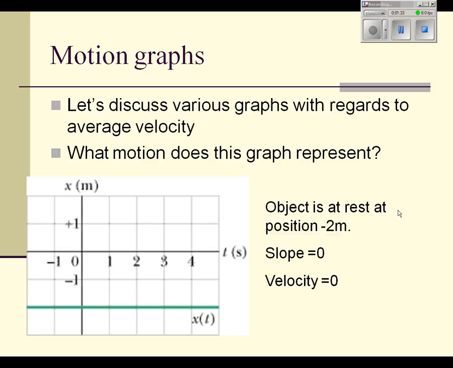The object is at rest at -2 meters. This is the answer. So the velocity is 0. It never moves. And you'll notice that the slope is 0. That green line has a slope of 0, so therefore the velocity is 0. If you have a displacement versus time graph, the slope of that line gives you your velocity. It's a very important idea. The slope of a displacement versus time graph gives you velocity.